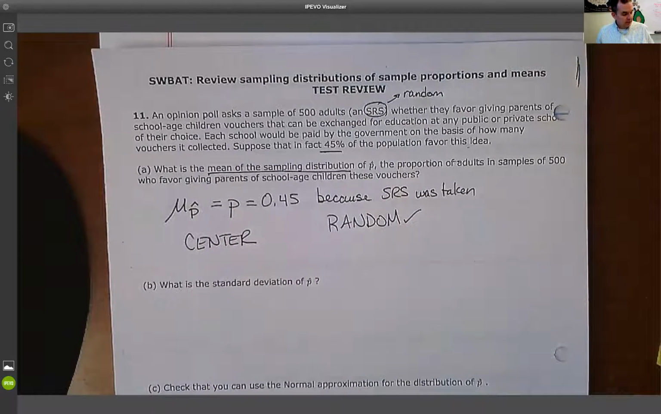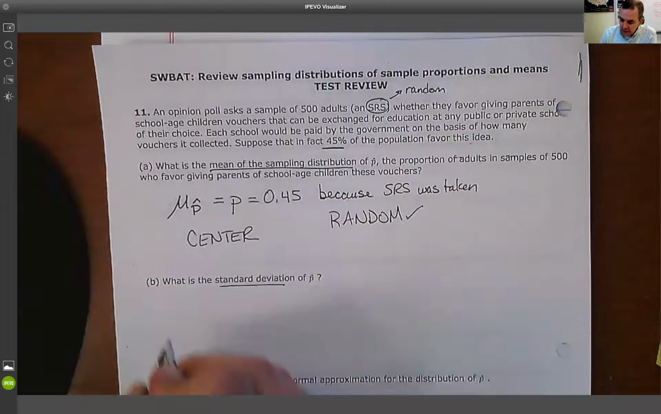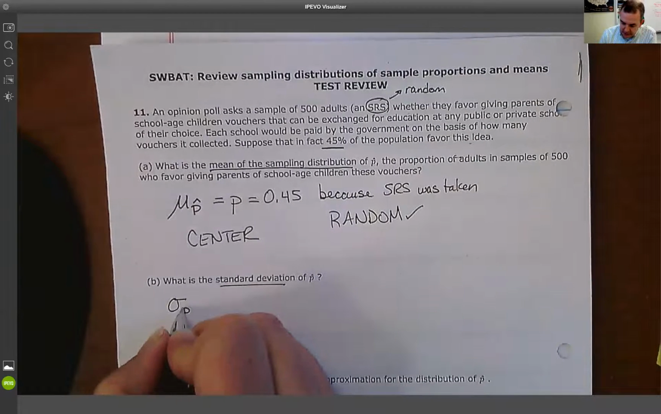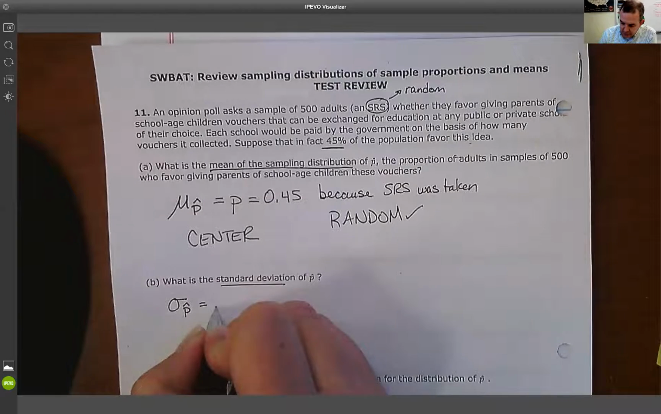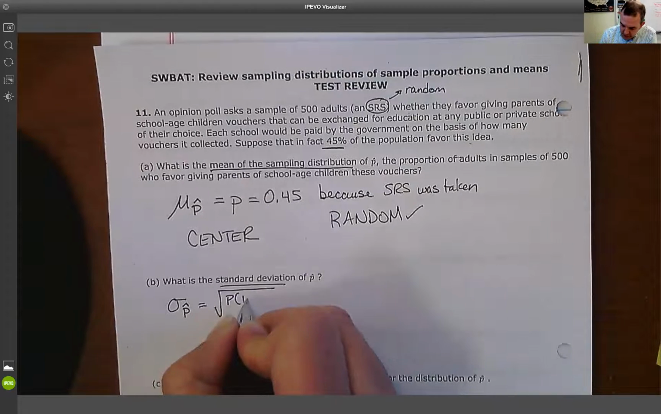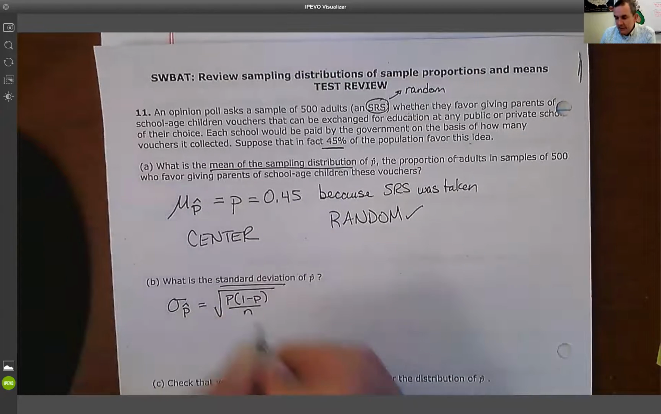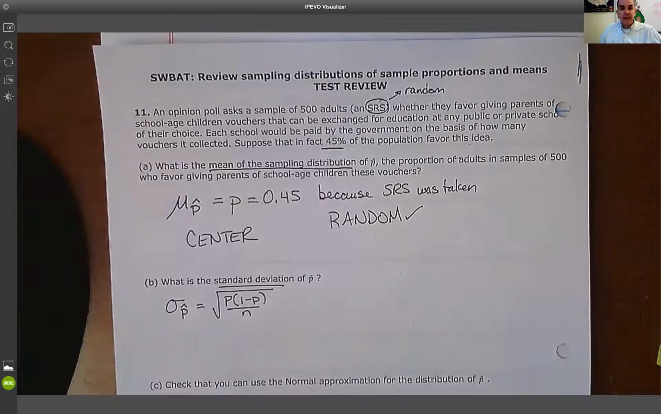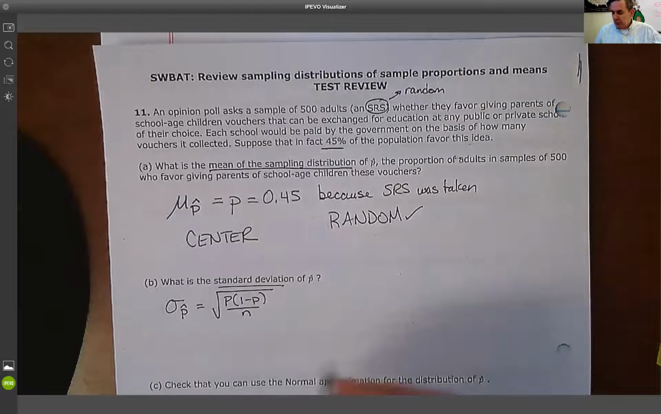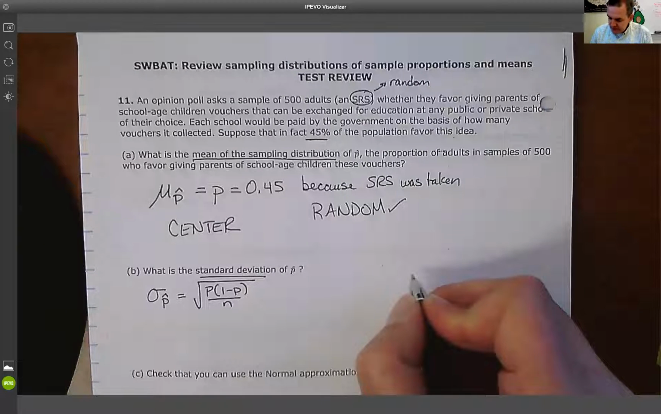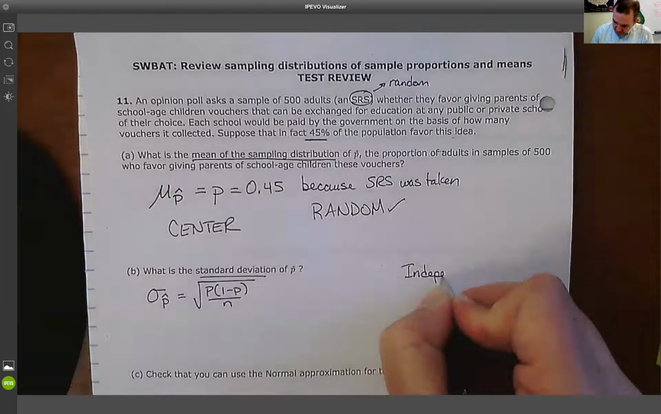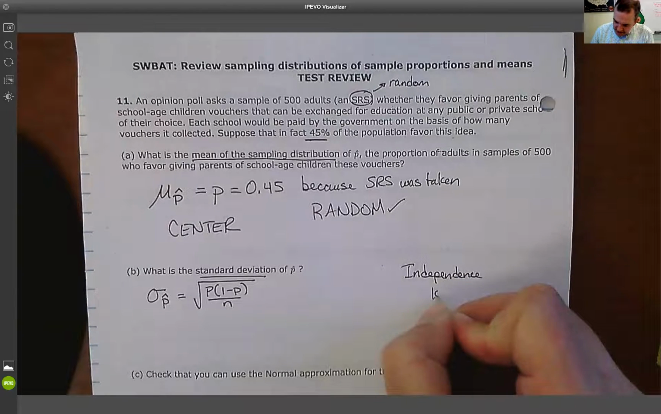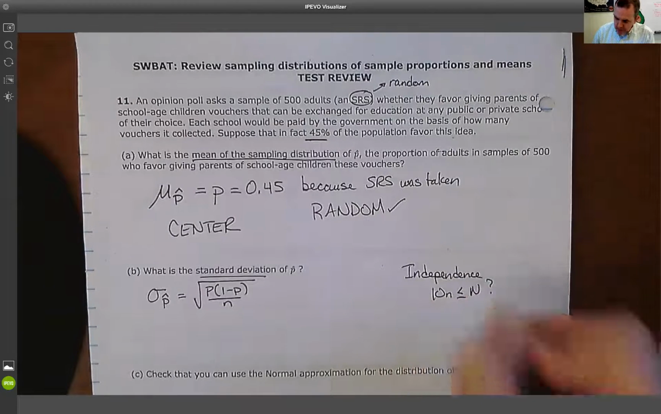The next question is going to ask about the standard deviation. So what it wants is the standard deviation of p hat. That's going to be this formula, the square root of p times 1 minus p over n. But this is only if we can verify it was independent. So what we're going to do is this independence check, and that's 10n less than or equal to big N. Is that a true statement?